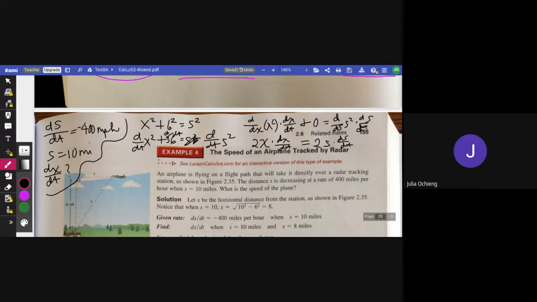So 2x times dx over dt equals 2 times 10 times negative 400. So that's 20 times negative 400 is negative 8,000, I believe. So dx over dt equals negative 8,000 over 2x.